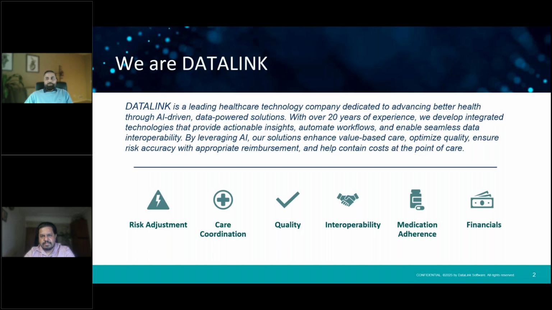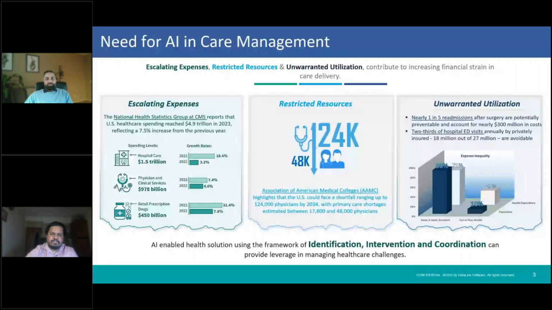I look forward to this engaging discussion on how we can collectively harness these technologies and address some of the industry's challenges. So while I'm talking about challenges, before I go into risk stratification and predictive modeling, let me just talk a bit about the kind of challenges I'm addressing here.